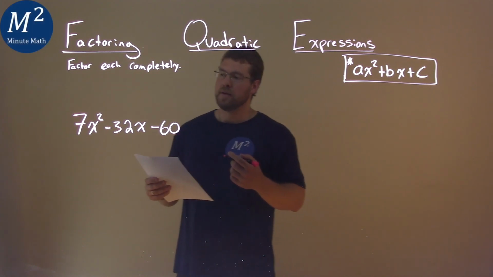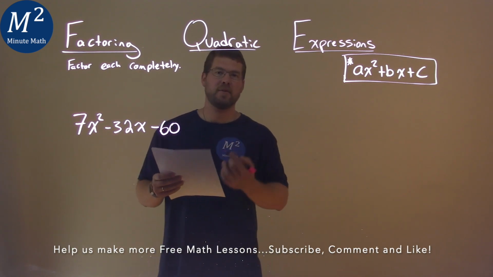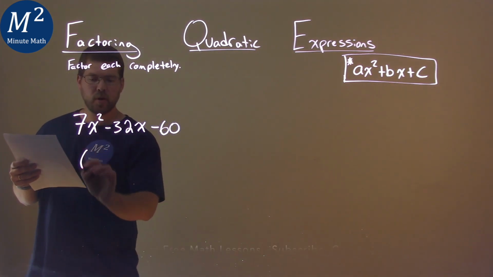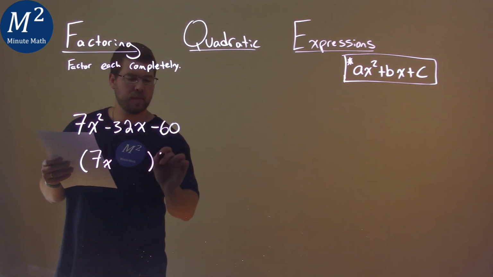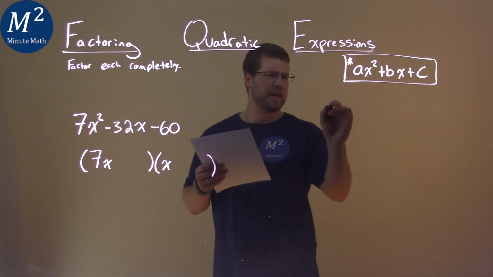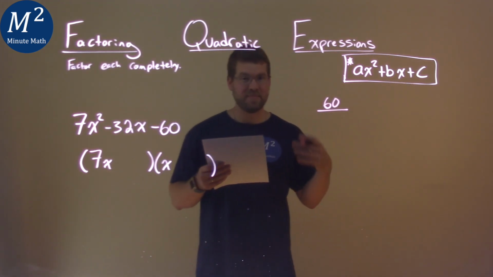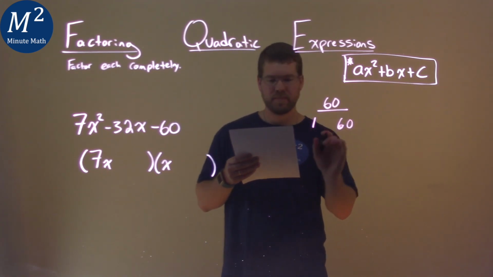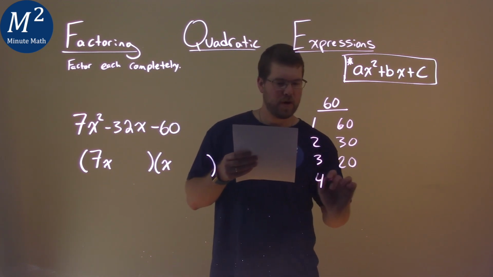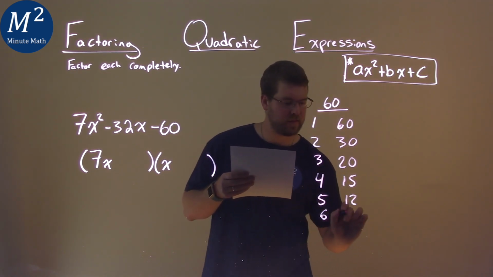We're given this problem right here. 7x squared minus 32x minus 60, and we want to factor this completely. My a value is a prime number, 7. So we know it's some form of 7x here times just a single x value. Now let's look at our c value, 60, or negative 60, but let's just deal with the positive 60 first. What two numbers multiply to be 60? And there's a lot of them. That's 1 and 60, 2 and 30, 3 and 20, 4 and 15, 5 and 12, and lastly 6 and 10.